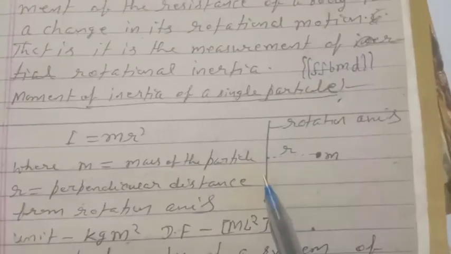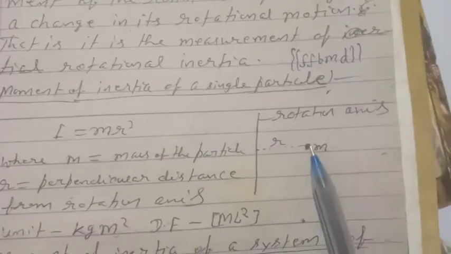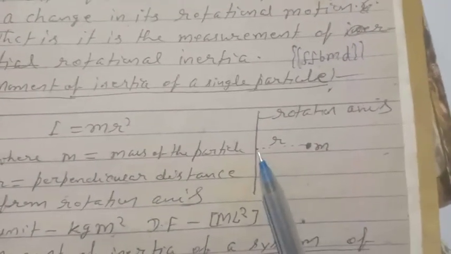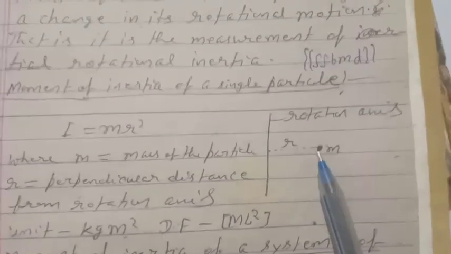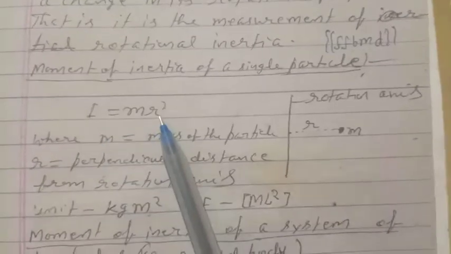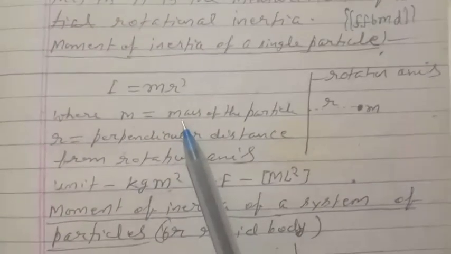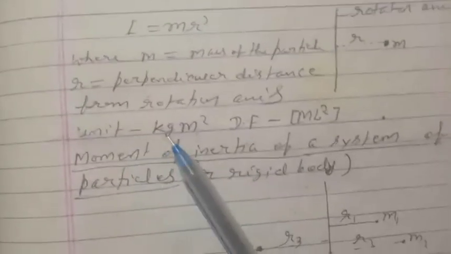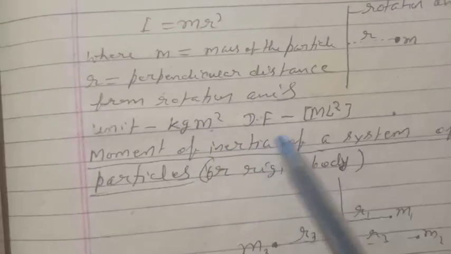Moment of inertia of a single particle. Consider this as the axis of rotation. A single particle of mass m is revolving around it, and the distance from the rotation axis is r. Then the moment of inertia of the single particle about this axis will be given as I equals mr square, where m is the mass of the particle and r is the perpendicular distance from the rotation axis. The unit of moment of inertia will be kilogram meter square and the dimensional formula is ML^2.